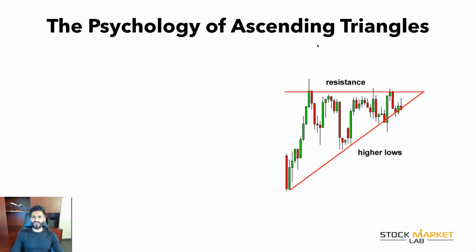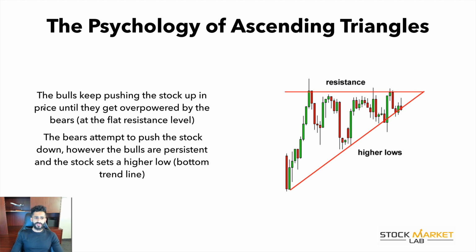Now, what is the psychology of ascending triangles? Like I mentioned before, I want you to understand the patterns without just trying to memorize them. You need to fully and truly understand the story behind them so you can properly trade them. The psychology behind this is that the bulls keep pushing the stock price up until they get overpowered by the bears. The bears attempt to push the stock down. However, the bulls are persistent and the stock sets a higher low.